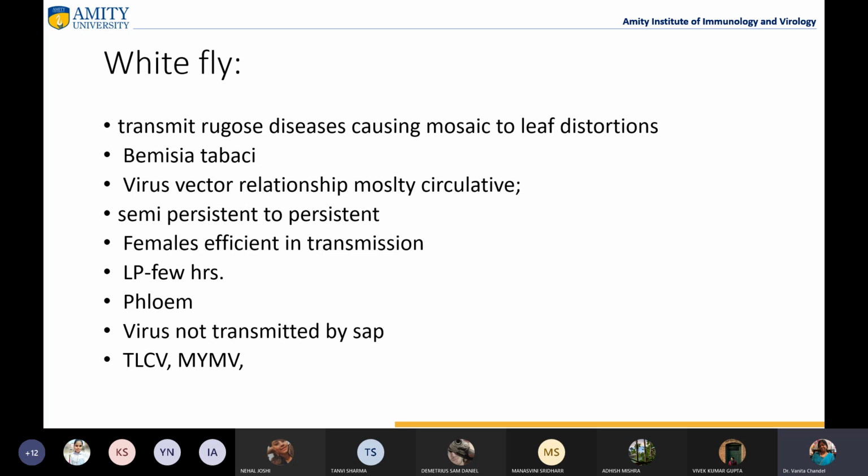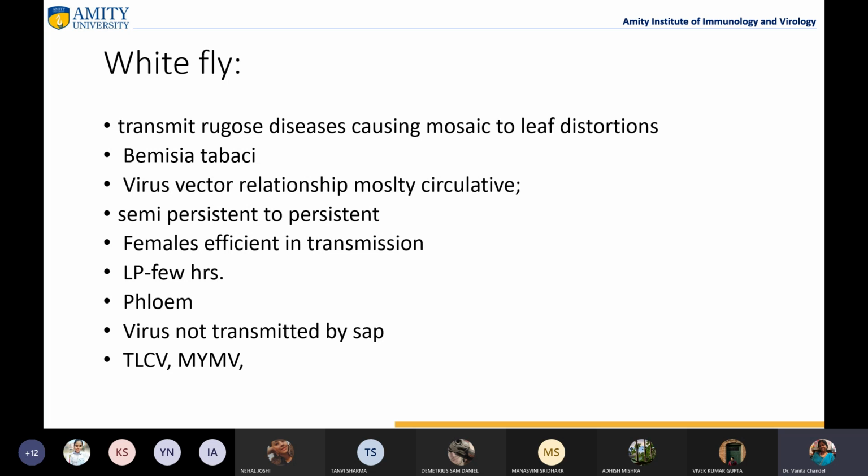And believe me, it is very difficult to control or manage whitefly-borne viruses, because managing a whitefly is itself a difficult task. There are thousands or lakhs in number in the field. We cannot do anything. The whole plant is sometimes covered by these whiteflies if they find a suitable temperature and environment, right? So Bemisia tabaci is the example here. They are semi-persistent to persistent, and the females are more efficient in transmission. Within a period of a few hours, they can feed in the phloem of the plant, and the virus is not transmitted by sap. So whitefly-borne viruses, for example begomoviruses, we cannot transmit by mechanical inoculation.